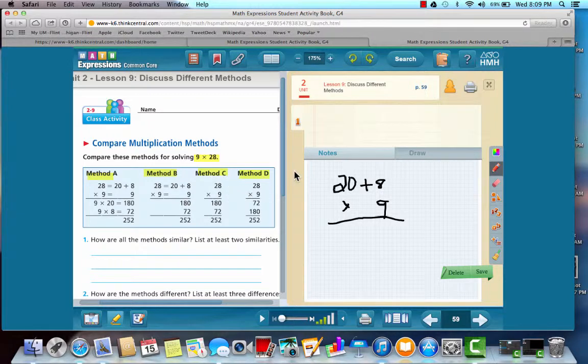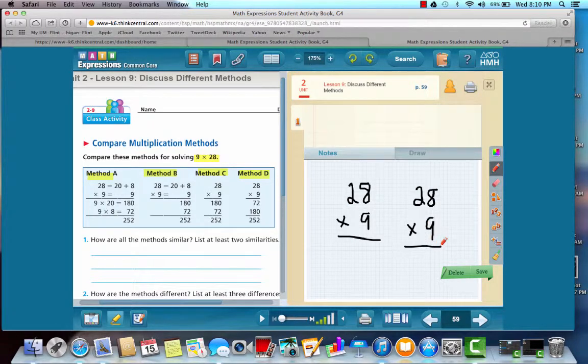This third method, method C, takes 28 times 9, and this is what probably your parents would call the standard method. I learned multiplication this way. I learned two ways, and I'm actually going to skip to multiplication method D because that is what I am more familiar with, finding the partial products and adding them again.